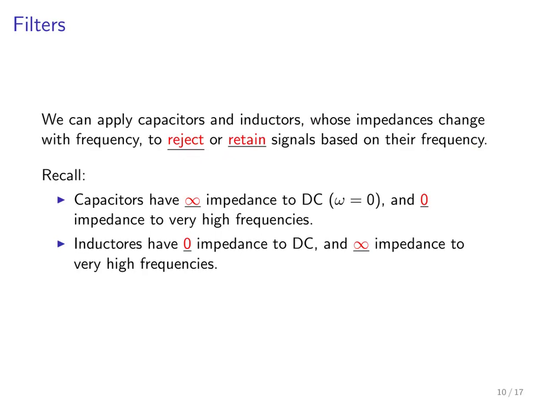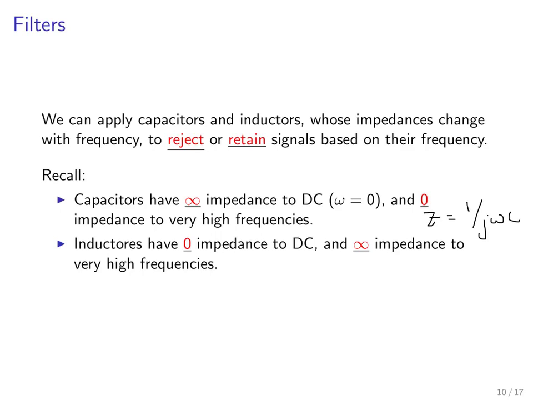So to do this, remember that to actually build these things, capacitors have infinite impedance to DC. So DC is the zero frequency, right? And they have zero impedance to very high frequencies. If you recall, the impedance of a capacitor is equal to 1 over j omega C. So that guy is going to be infinite if omega is 0, because 1 over 0 is infinity, and it's going to be 0 if omega is infinity, right? So it's going to be a short circuit at very high frequencies and an open circuit at very low frequencies.